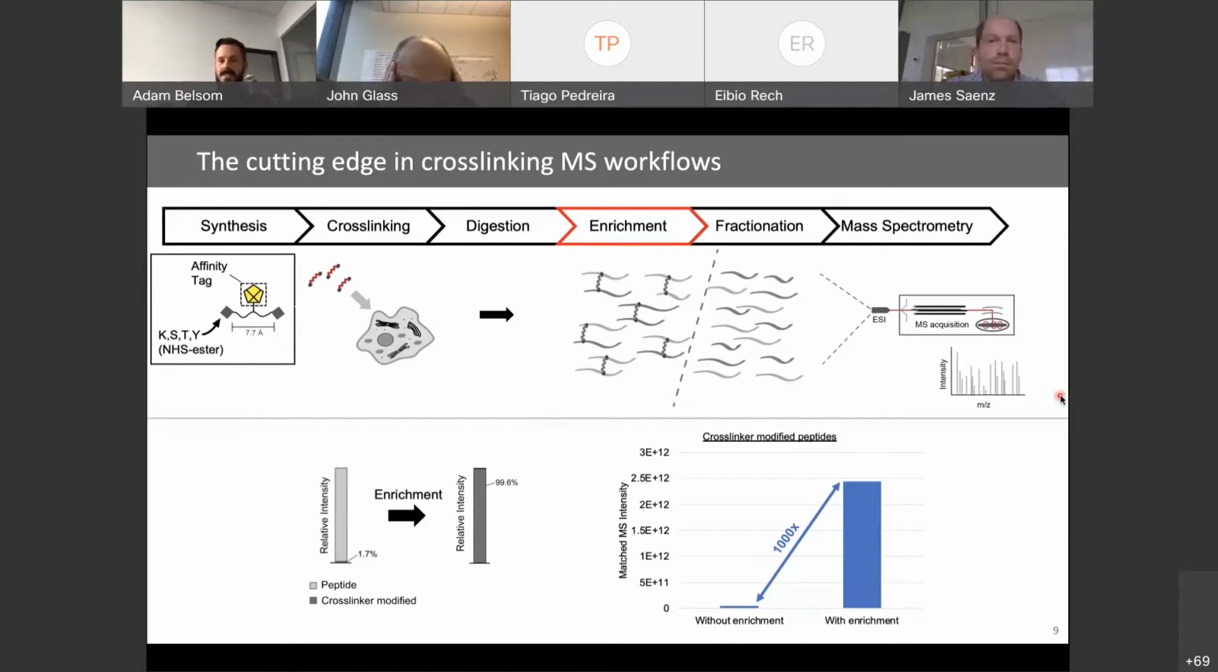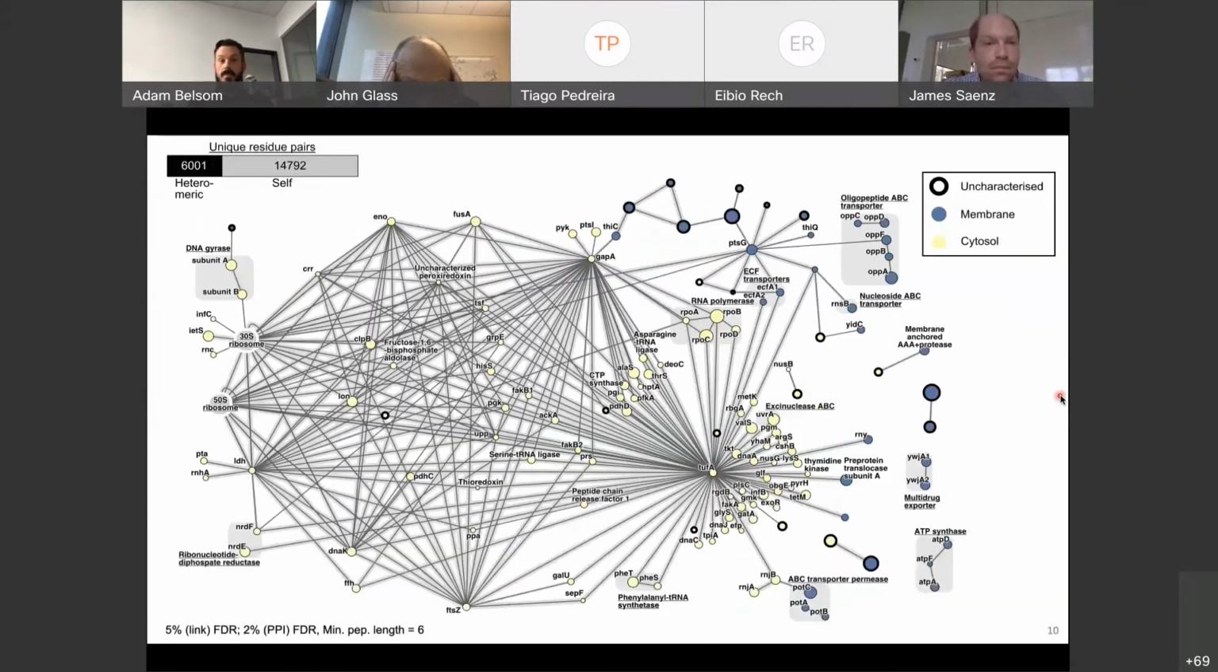So we applied this cross-linker and our new workflow to Syn3A, and this is the preliminary data that we have. We have this small network. We have over 6,000 heteromeric links, so these are links between different proteins, and we have just under 15,000 self-links, so these are links that are within proteins.